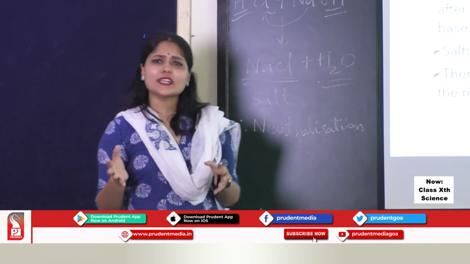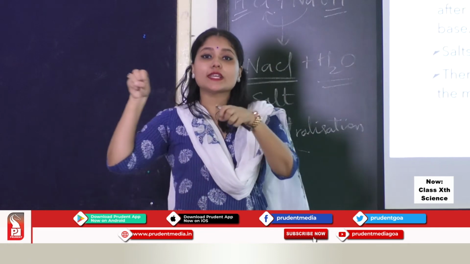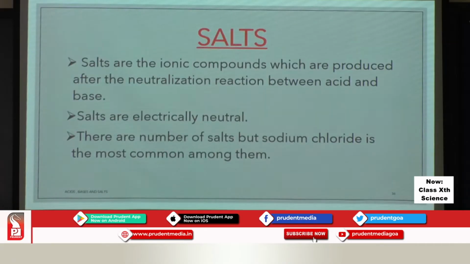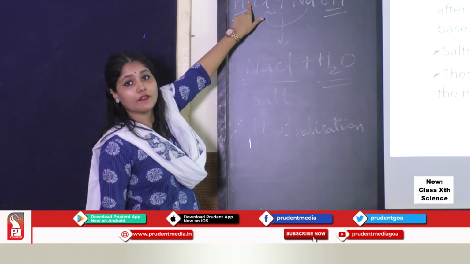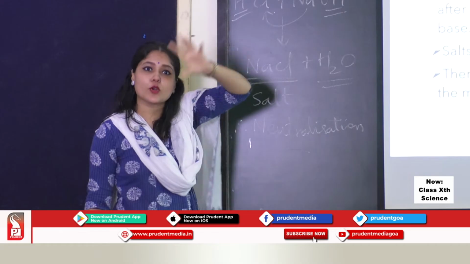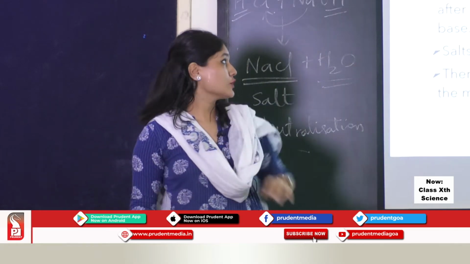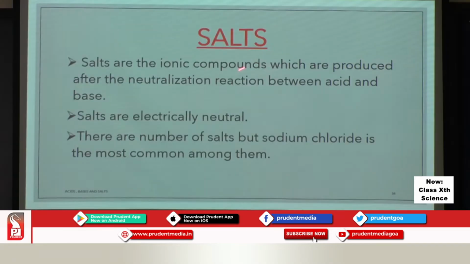So what exactly are, from the chemistry point of view, salts? Salts are ionic compounds. Just now we have seen, ionic compounds are those which have cations and anions, that is positive ions and negative ions. So salts are ionic compounds which are produced after the neutralization reaction between acid and base.